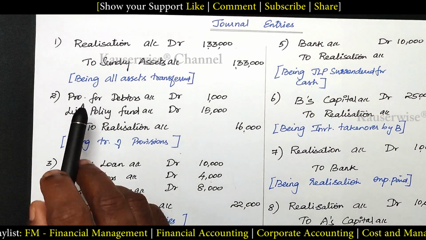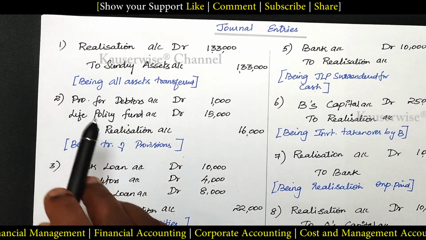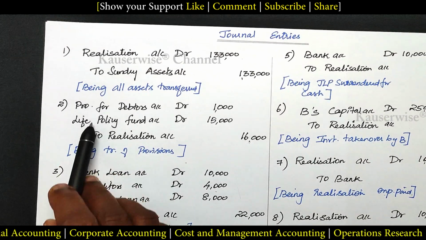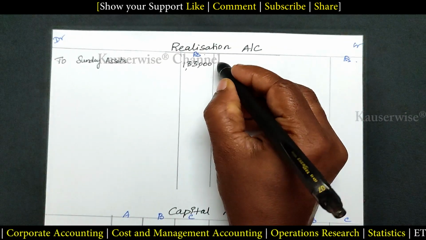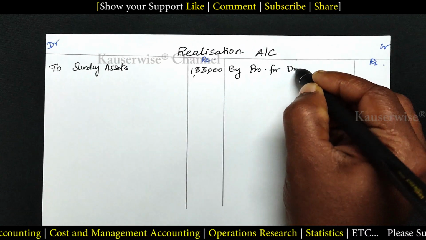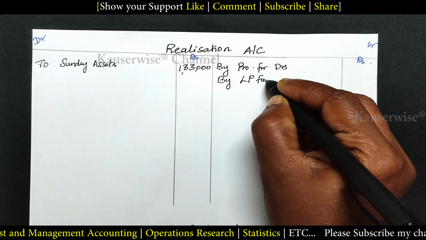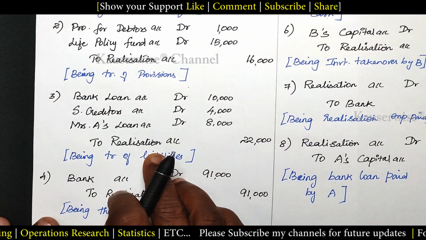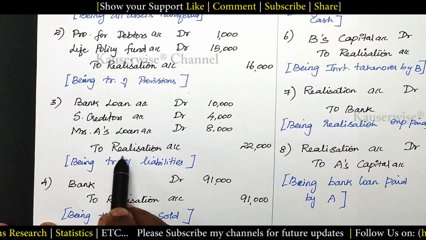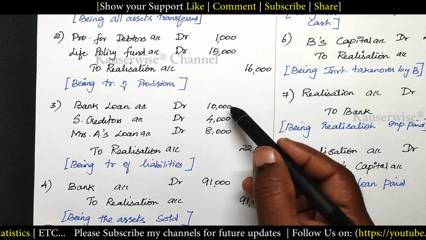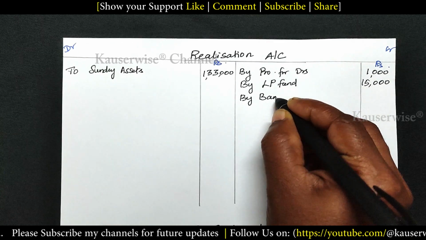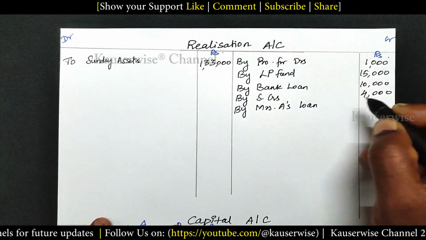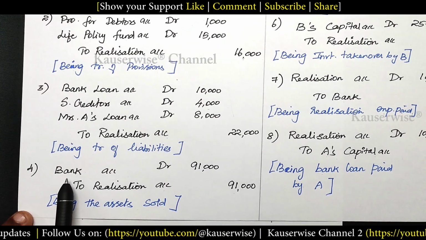Next entry, all provisions we transfer to realization account. So what is the entry? Provisions account debit to realization account. Under realization account, enter these items under credit side. By provision for debtors, by life policy fund. Okay, see the next entry, third party liabilities account debit to realization account. Under realization account, enter these items under credit side. By bank loan, by sundry creditors, by Mrs. A's loan.